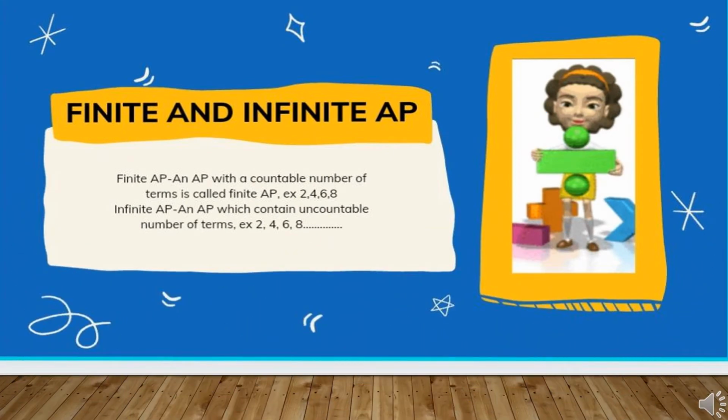Finite and infinite AP. An AP with a countable number of terms is called a finite AP, and an AP which contains an uncountable number of terms is called an infinite AP.